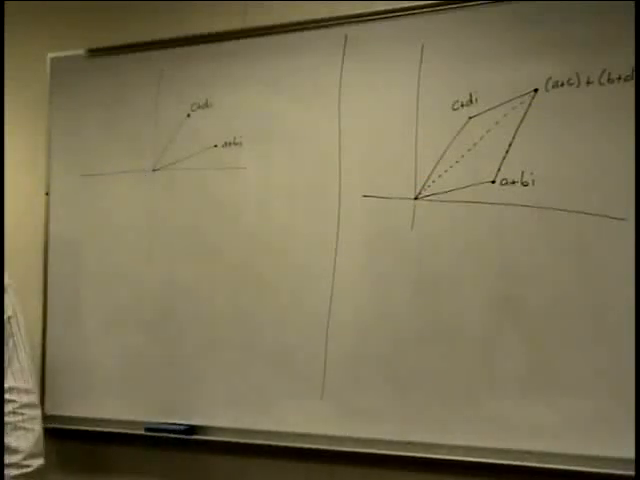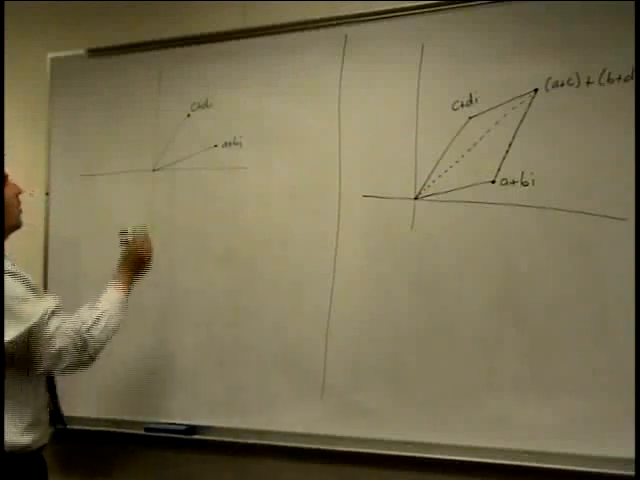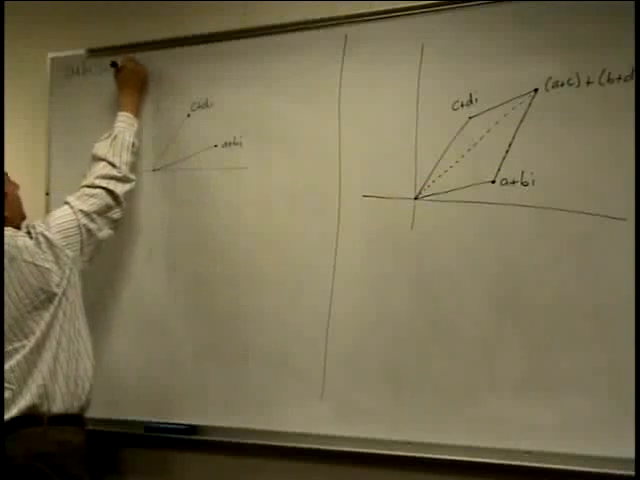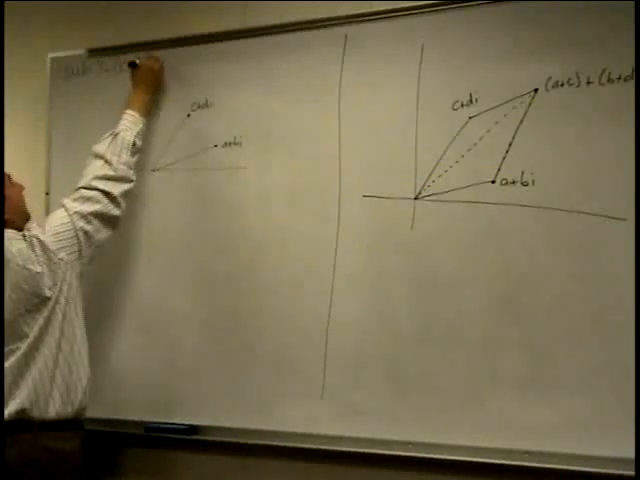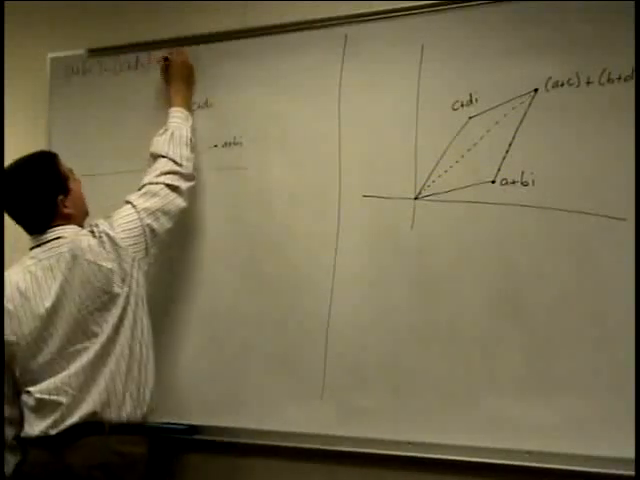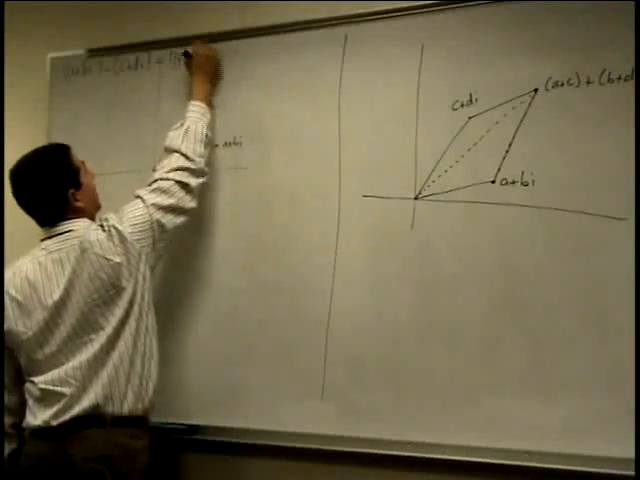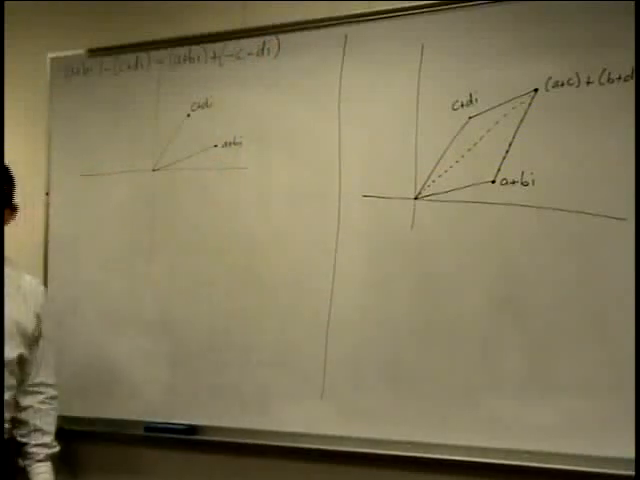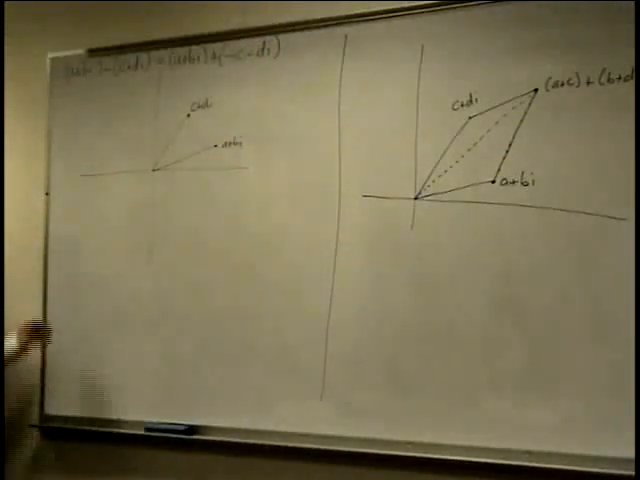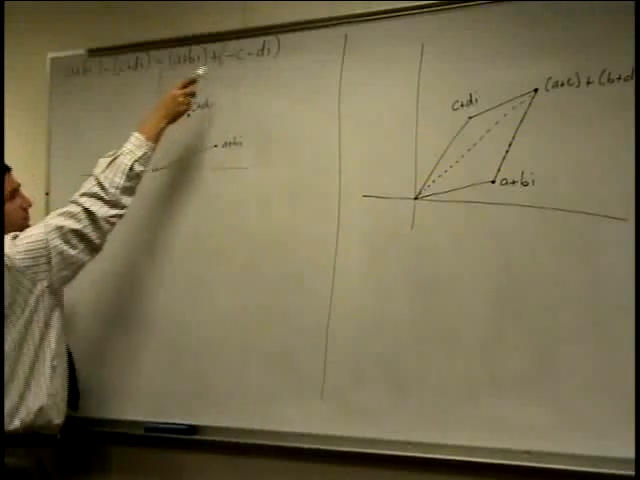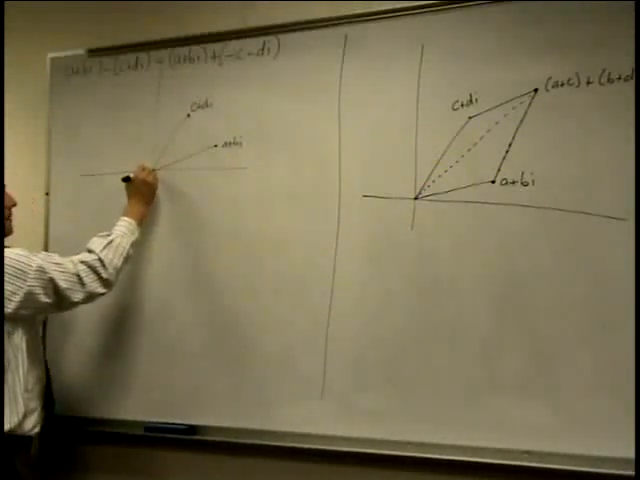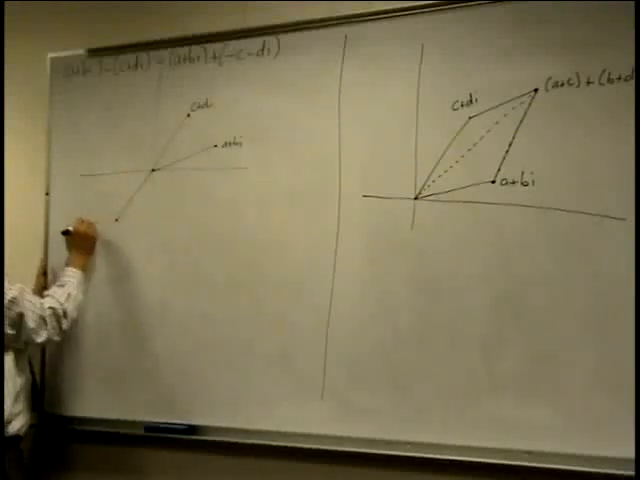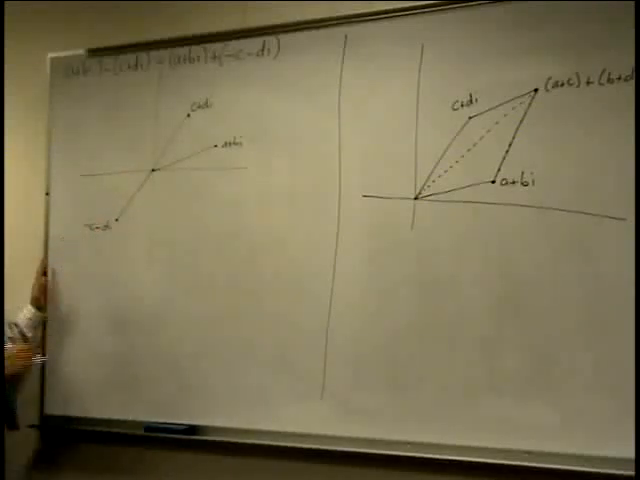Mathematicians are very lazy in this sense. If I want to subtract c plus di, well, this is the same thing as adding minus c minus di. Okay, so minus c minus di, well, that's just taking this and running it in the opposite direction. You just reflect it across the origin here. This down here is minus c minus di.